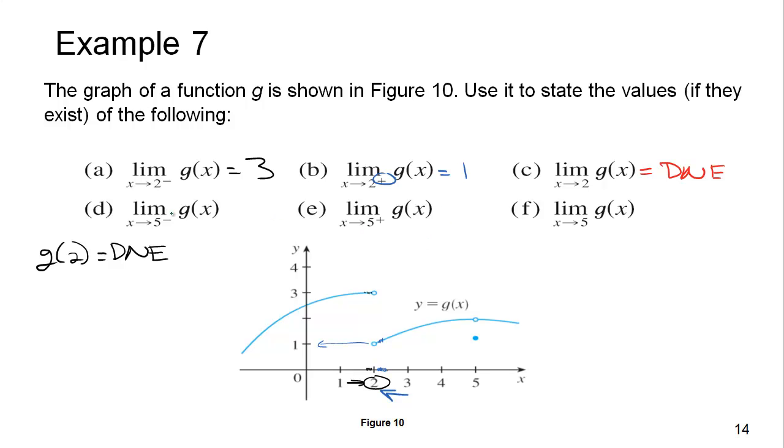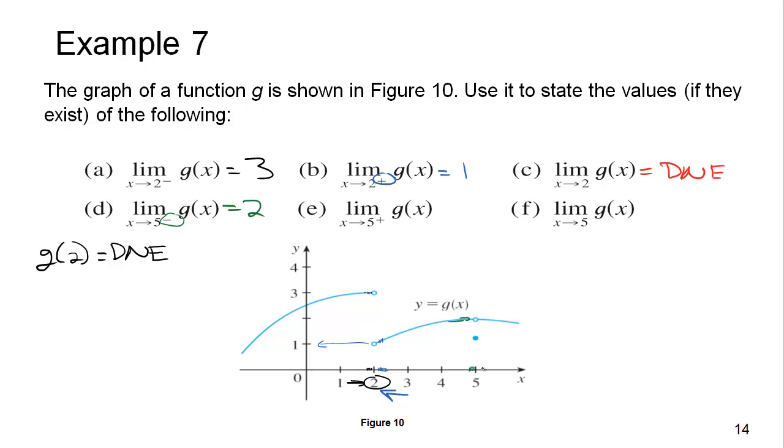How about we look at 5 from below, right? That negative means we're coming at it from smaller ones. So on the left-hand side, as we get closer and closer to 5, that means we're coming in this direction on the function, and it looks like we're at a height of 2.